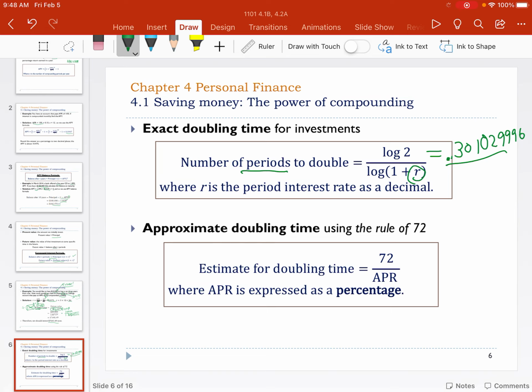Now, if you don't want to break out the logs or even use a calculator in most cases, they have this time-honored, hundreds of years old approximation, which is generally very good. The book does talk about when it isn't very good, but I'll let you get the book.